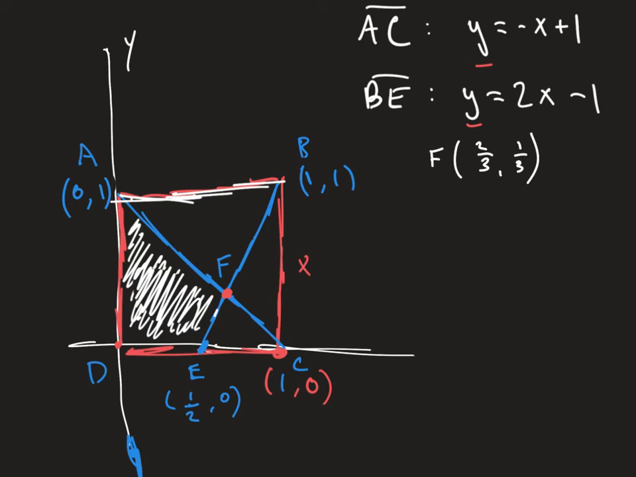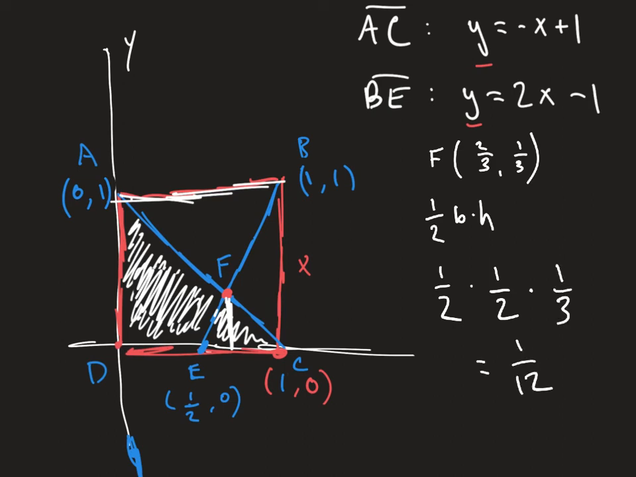Now that we know the coordinates of F, we can find the area of this little triangle EFC. The height of that triangle is going to be the y-coordinate of F, because a y-coordinate is the height from the x-axis up to that point. The area of a triangle is 1/2 base times height. The base is the distance EC, which we know is 1/2. So it's 1/2 times 1/2 times the height, which is 1/3. That will equal 1 over 12, the area of FEC.